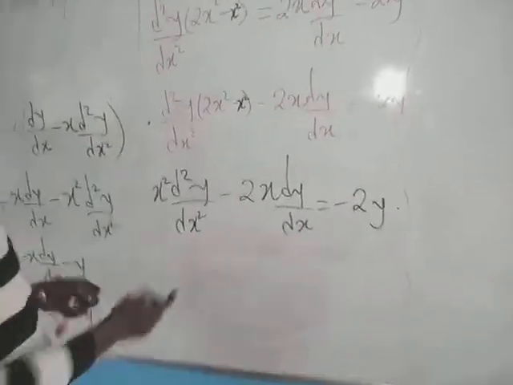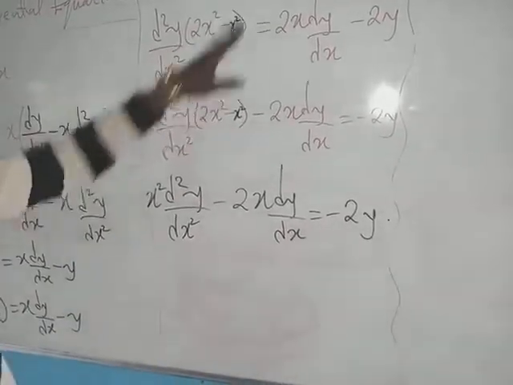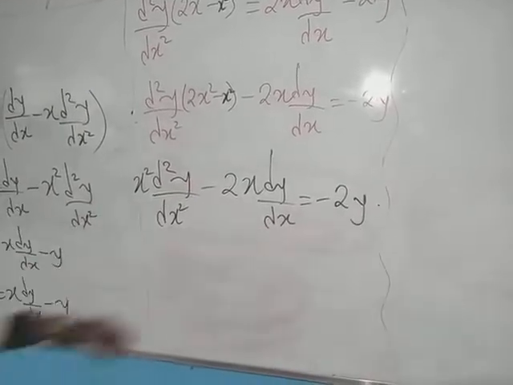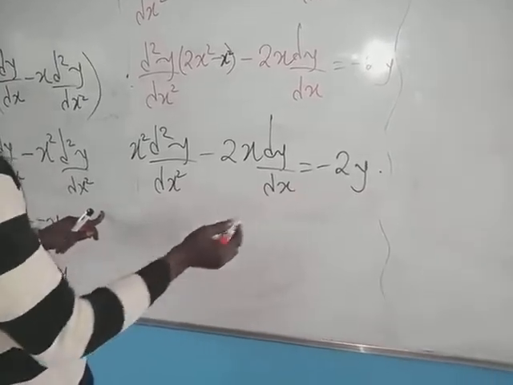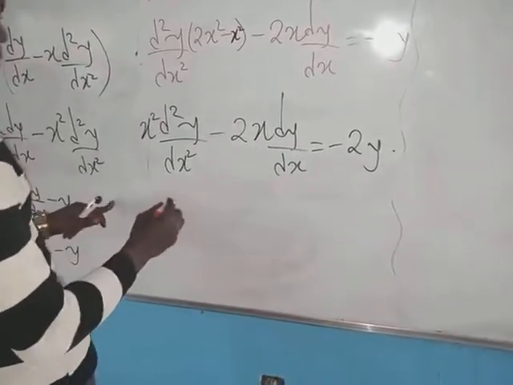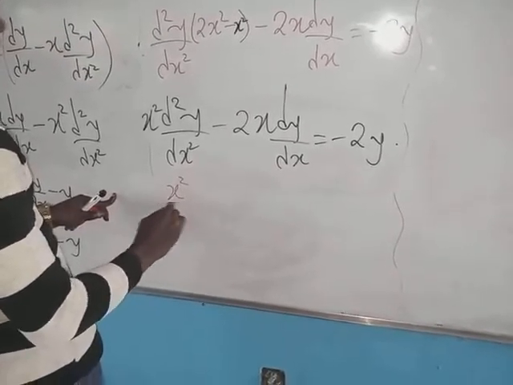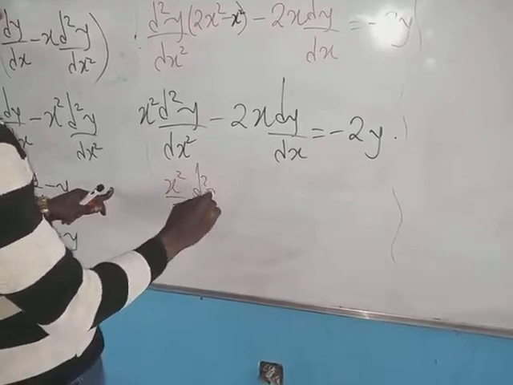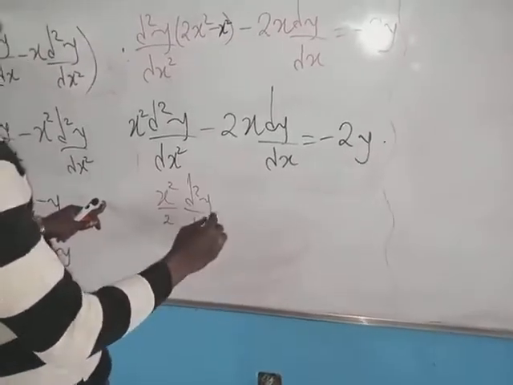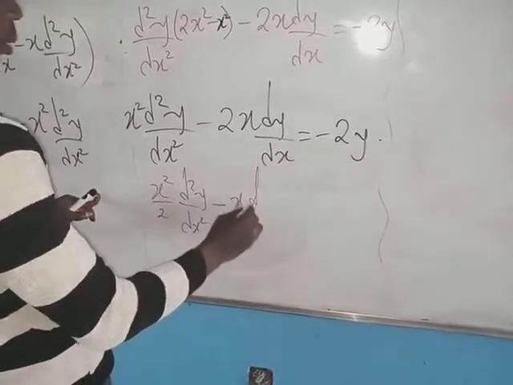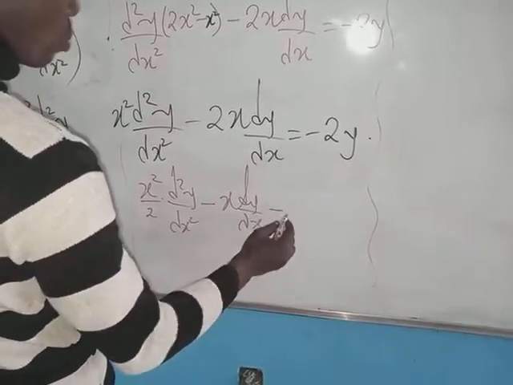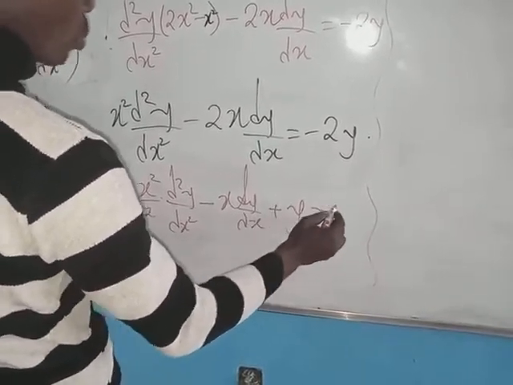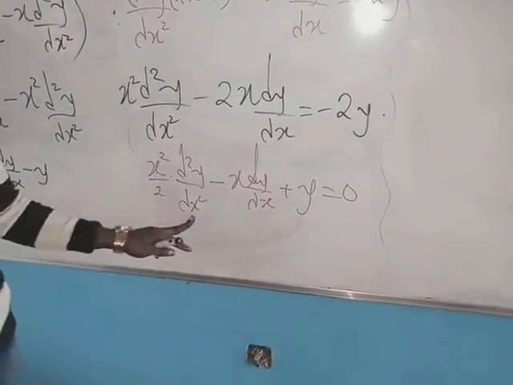So this is the differential equation of this order, or we can divide everything to single out this y. Instead of multiplying everything by 2, we can also leave it as x squared over 2, d²y/dx² minus x dy/dx, then plus y equal to 0. This is a second order differential equation. Let's quickly look at the third one.